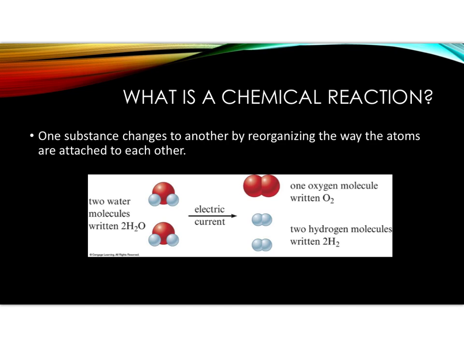What is a chemical reaction? I'd like for you to write down the word chemical reaction and then the definition that follows. One substance changes to another by reorganizing the way atoms are attached to each other. The most important word that you're going to see here is reorganizing. So I'm not creating matter, I'm not destroying matter, I'm simply reorganizing the way those atoms are attached one to another.